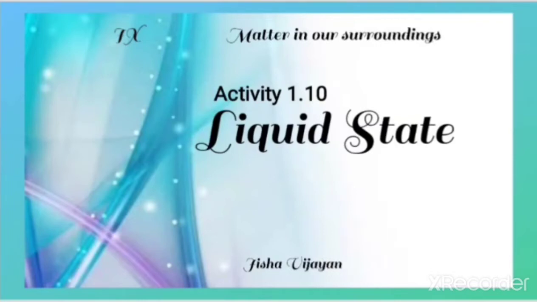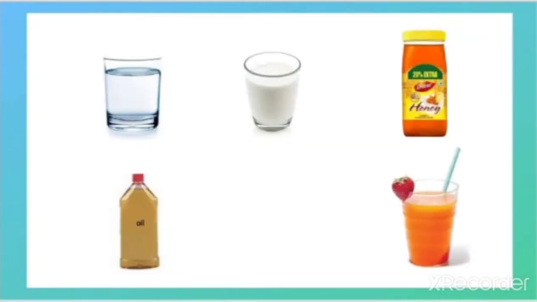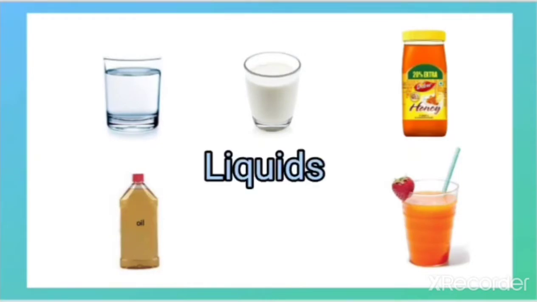Hello students, in this video we are going to discuss the properties of the liquid state by performing an activity, that is activity 1.10. We come across different things which are liquid in state, like water, milk, honey, oil and different juices. So these states of matter are called liquids.